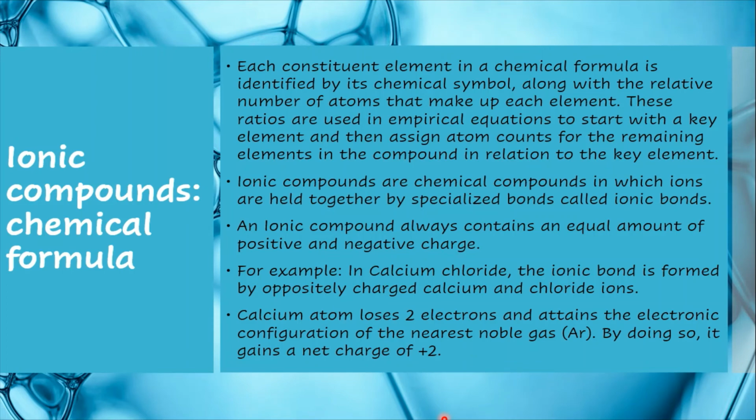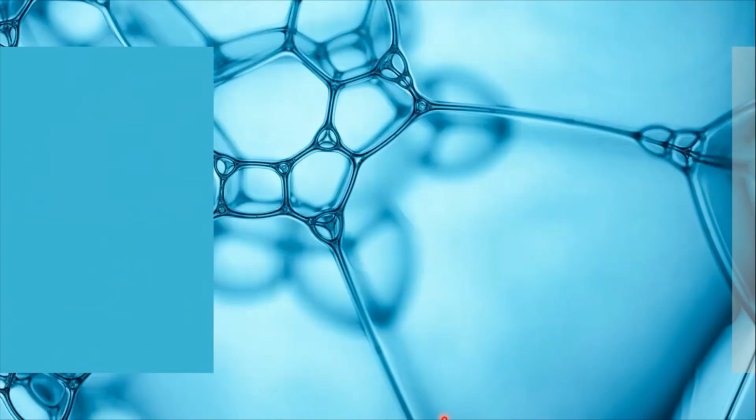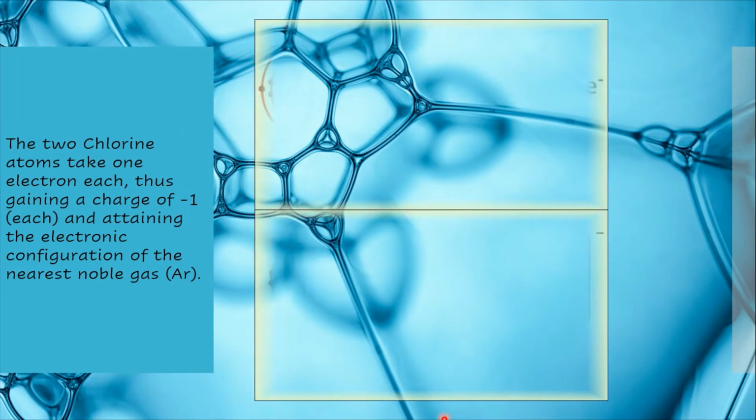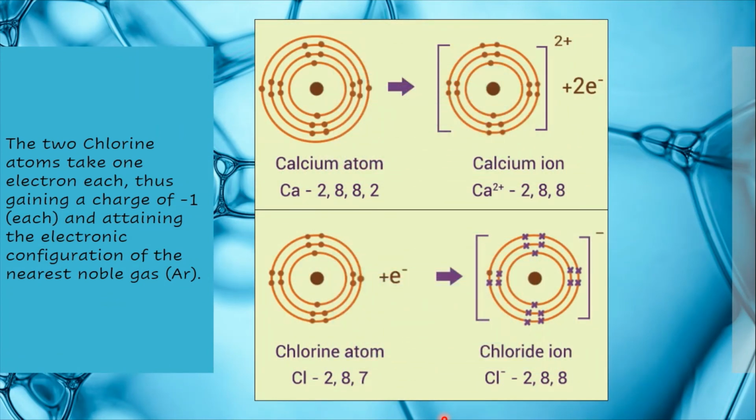Here is argon. Now the 2 chlorine atoms stay here. This is the argon. Now I will just give you the explanation of these 2 images or diagrams. The 2 chlorine atoms take 1 electron each, thus gaining a charge of -1 each, and attaining the electronic configuration of the nearest noble gas argon.